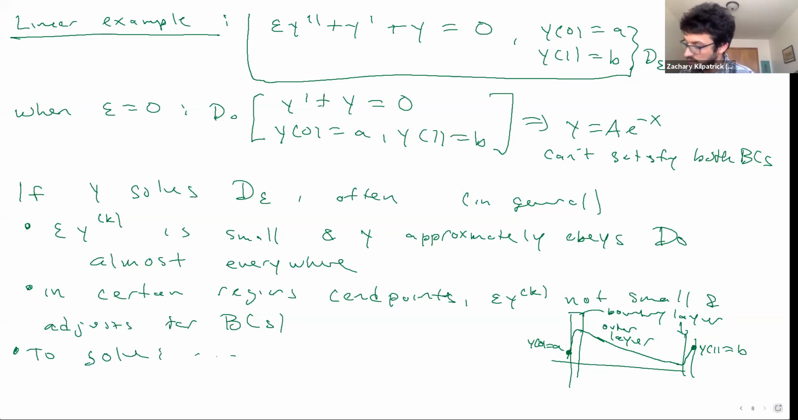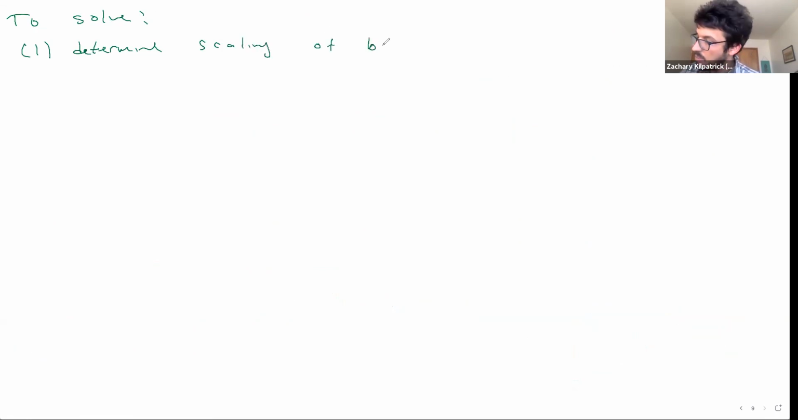And let me start this on the next page, actually. I have a little list here. Now to solve this issue, we have to do a few things. First of all, we have to determine the scaling of the boundary layer. In particular, is x going to have scaling like epsilon or epsilon to the 1/2, and so on.